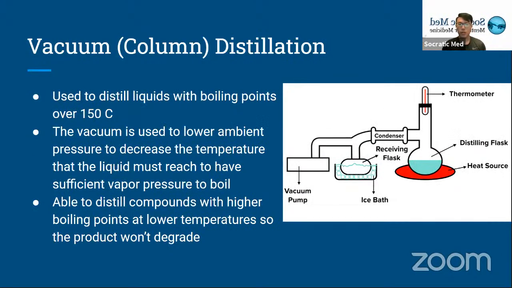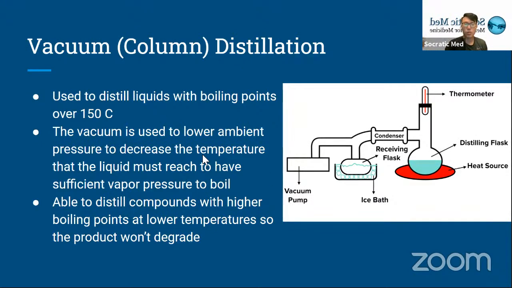There's another form called vacuum distillation or column distillation. This is used to distill liquids with boiling points above 150 degrees Celsius. Simple distillation has to be below 150 degrees Celsius. When the boiling points are over 150 degrees Celsius, you have to use vacuum distillation. So a vacuum is attached to the setup.